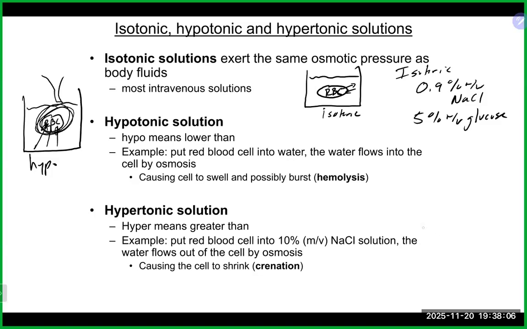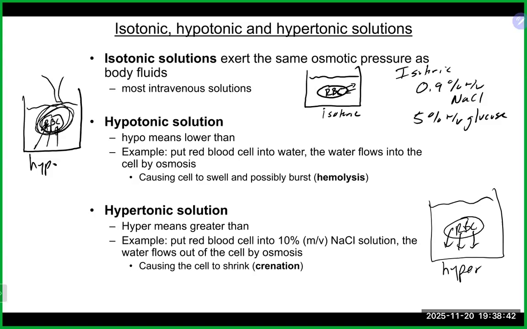Now, another type of solution is a hypertonic solution, and that means more than. So that means outside the cell is actually more concentrated than inside the cell. So if you pop that same red blood cell, maybe a new one, into a hypertonic solution, osmosis will kick in the opposite way. Now the cell's going to go, I need to dilute down everything outside of me because it's more concentrated. And all of the fluid will rush out of the cell in an effort to dilute down the outside of the cell.